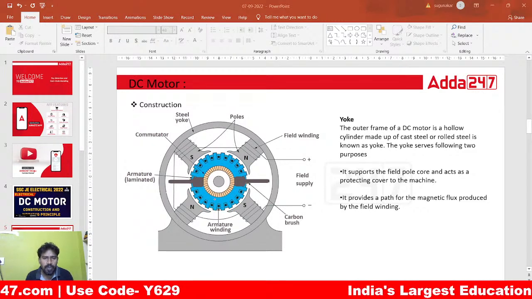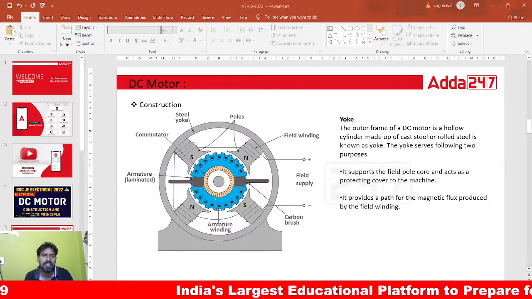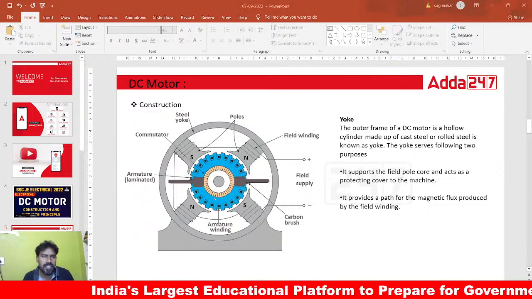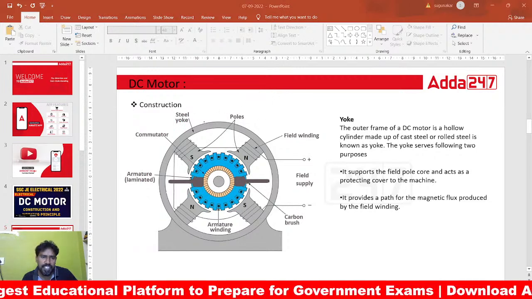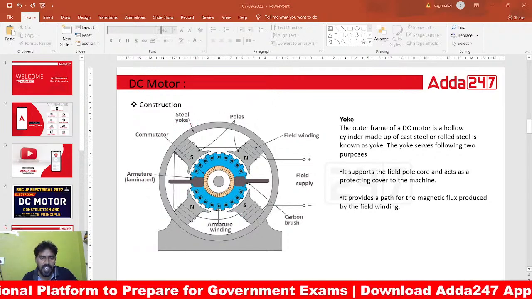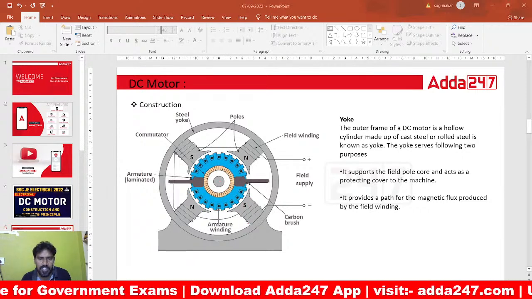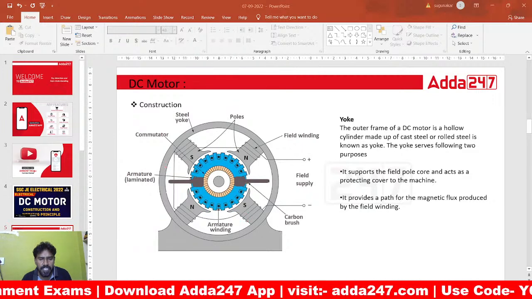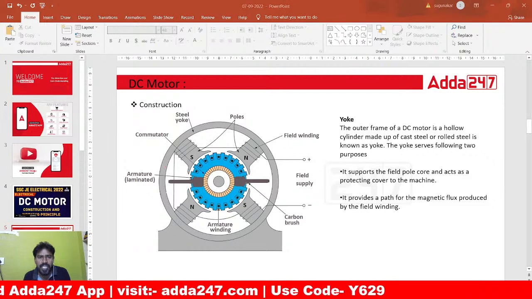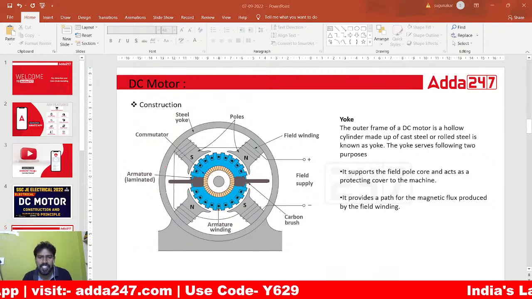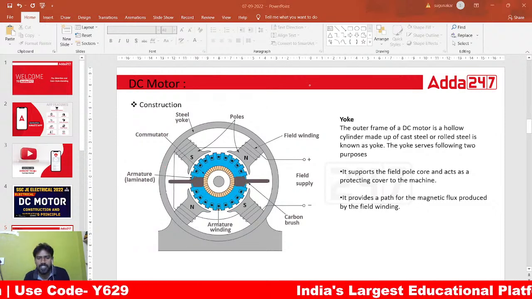But in construction, to protect the field and armature, we accommodate the outer parts like the yoke. To accommodate the winding, we use poles. To collect the current from the commutator, we use brushes, and for the conversion we use commutators. Each and every part has some function and gives some results, and we are going to discuss each part here.